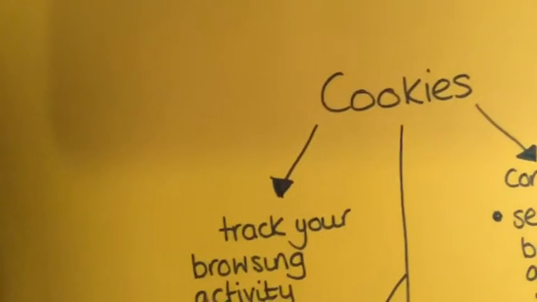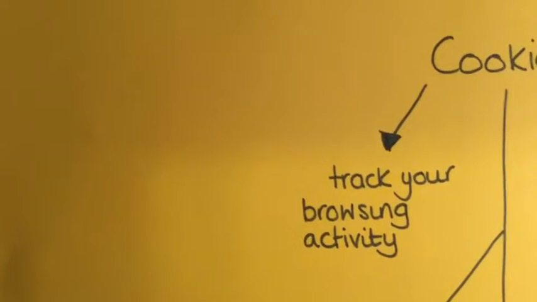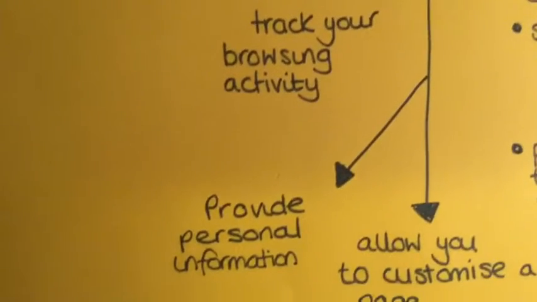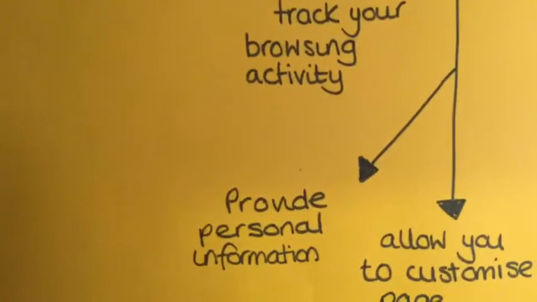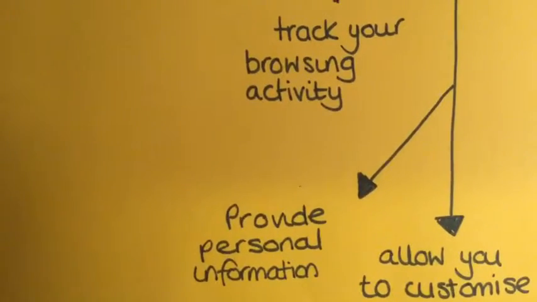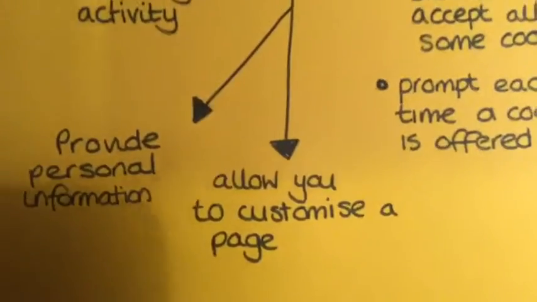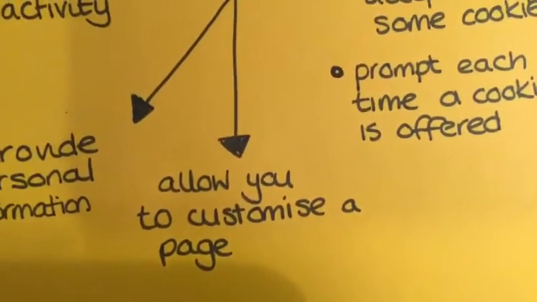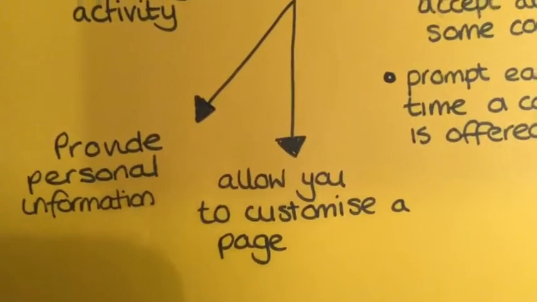The next area that you need to be aware of is cookies. Cookies basically track your browsing activity. So they look at what you're going on, which websites you are visiting, what you are viewing. An advantage of cookies, so they're not always bad, is when you go on the website, it remembers you. It can then provide personal information and provide a more personal service. It also allows you to customise a page, so you can, for example, change the colour settings of the background, and every time you go on that site, providing the cookie is still on your computer, it will remember you.